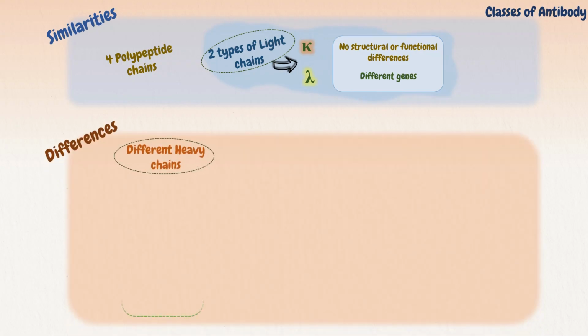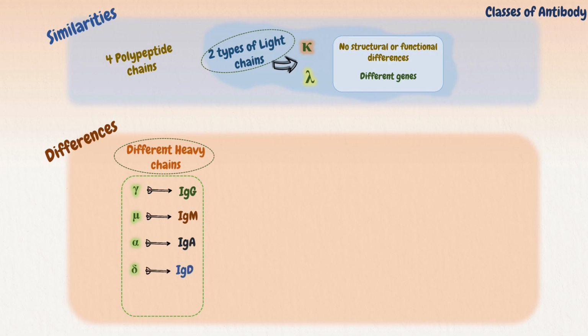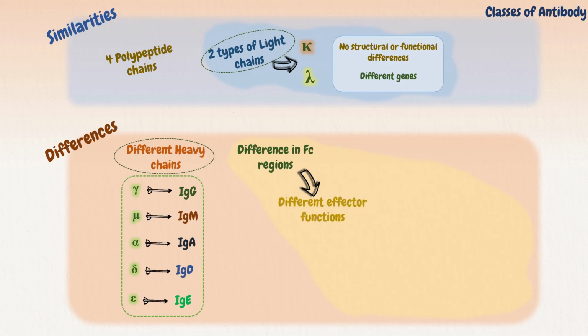Both types are very similar in structure and have no functional difference as well, but are coded for by different genes. The difference between these classes comes in the heavy chain, which is different for each class of immunoglobulins. They are termed gamma for IgG, mu for IgM, alpha for IgA, delta for IgD, and epsilon for IgE. The differences among antibody classes are most pronounced in the Fc regions, and this leads to the triggering of different effector functions on binding to antigen.